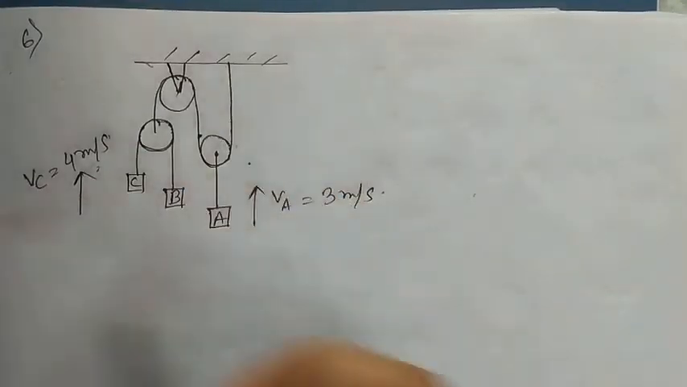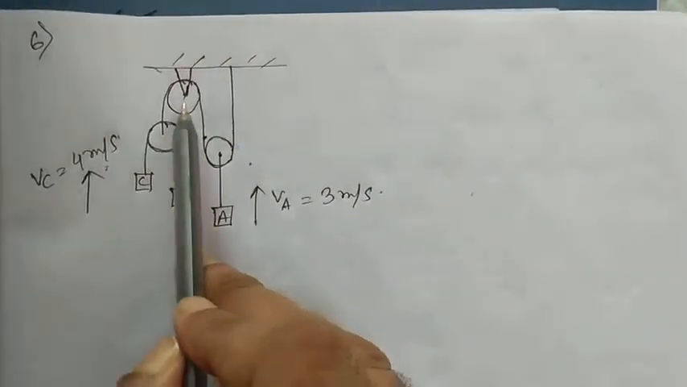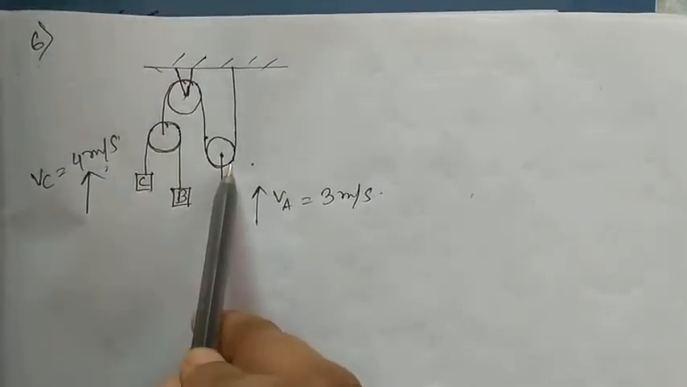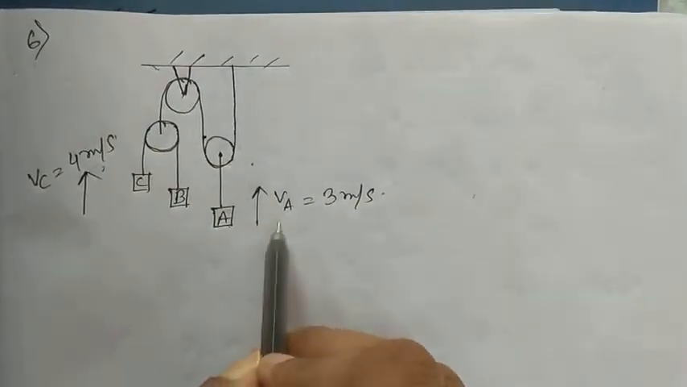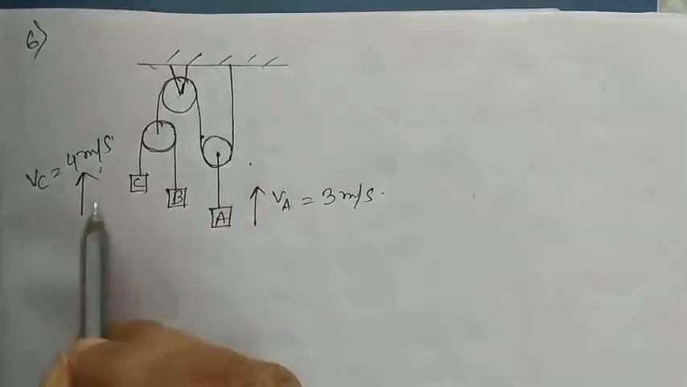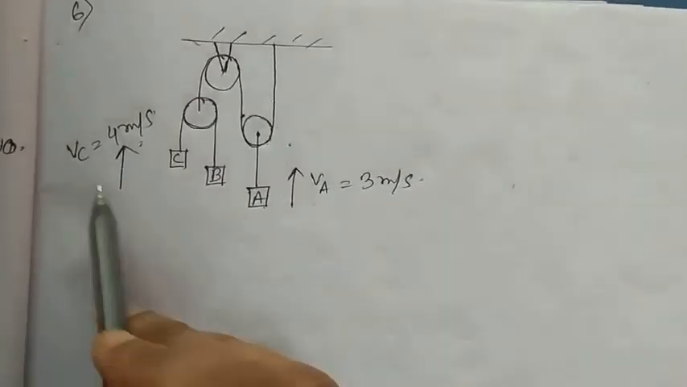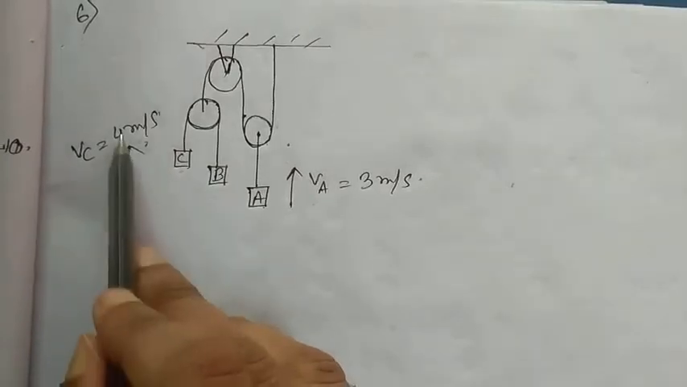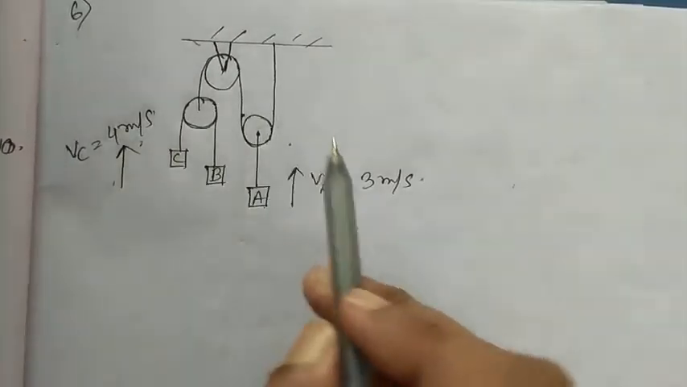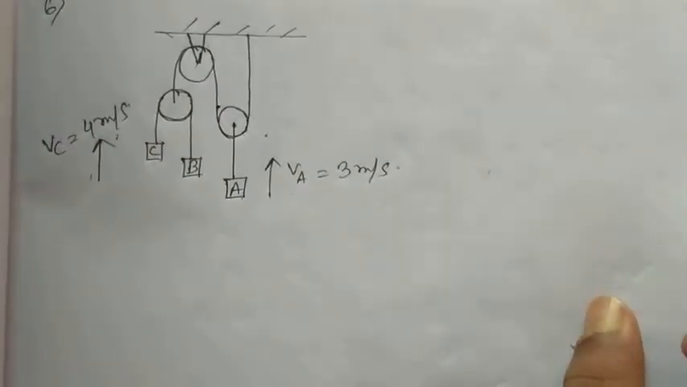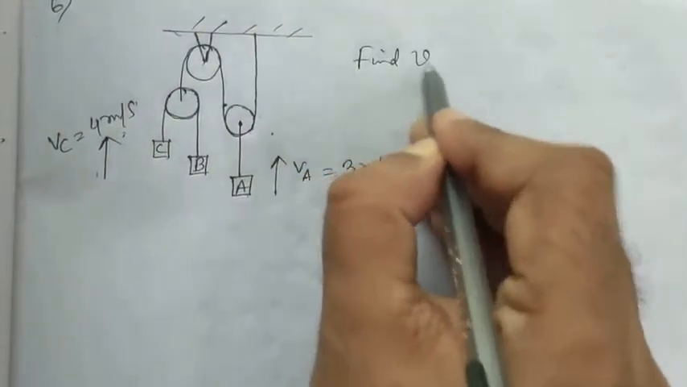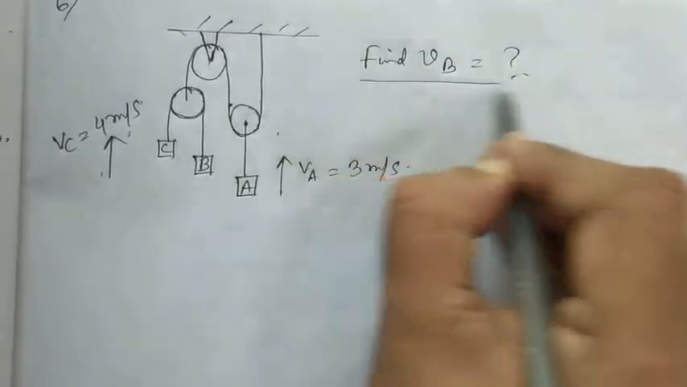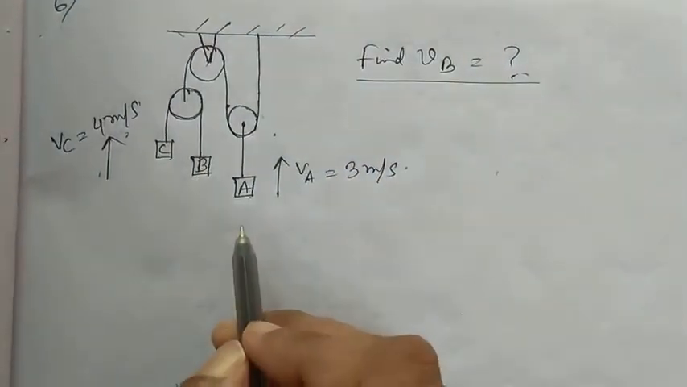Now another problem like this, one fixed pulley and two movable pulleys. Now in the question it is given that this block A is moving with a velocity 3 meter per second upwards, and this C block is moving up with a velocity of 4 meter per second upwards. They have asked us to find the velocity of this block B.